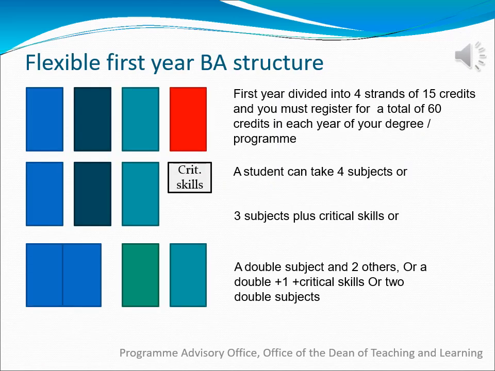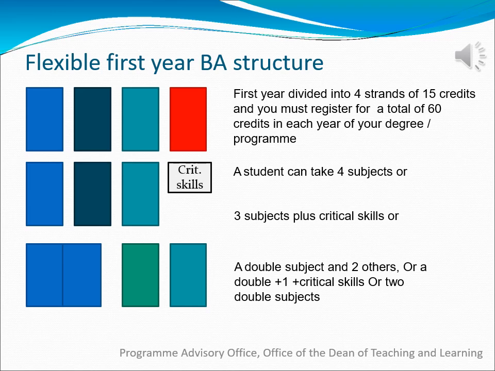I will now talk you through the flexible first year BA structure that we offer here in Maynooth University. First year is divided into 4 strands of 15 credits, and you must register for a total of 60 credits in each year of your degree or programme. So each subject is worth 15 credits. So you can choose to take 4 subjects or 3 subjects and critical skills.